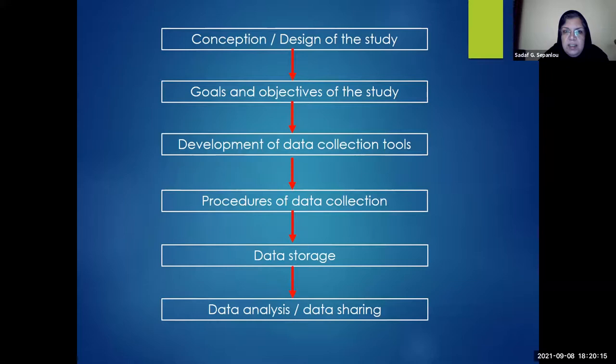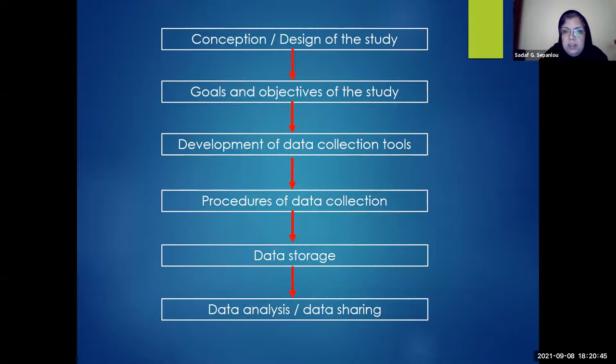Personally, I think data management starts from the first step of designing and conception of the study. After defining the goals and objectives of the study, the type of data that should be collected should be defined, and procedures should be made to ensure the quality of the data that is going to be collected, stored, and used finally at the latest stage of the project.